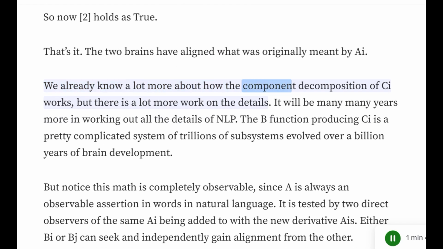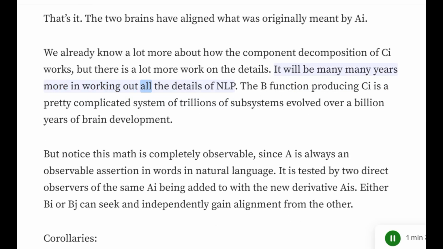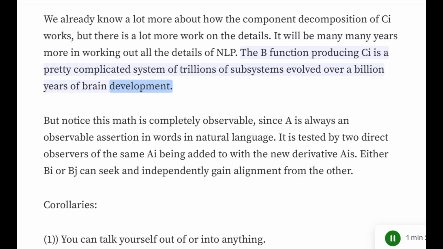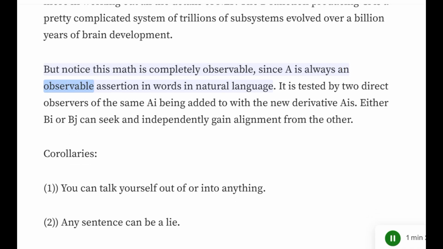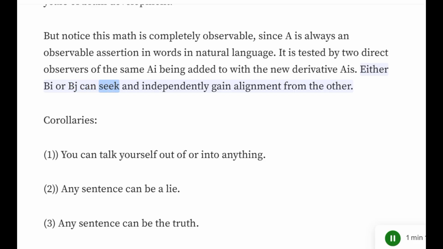We already know a lot more about how the component decomposition of Ci works, but there's a lot more work on the details. It will be many, many years more in working out all the details of NLP. The B function producing Ci is a pretty complicated system of trillions of subsystems evolved over 1 billion years of brain development. But notice this math is completely observable, since A is always an observable assertion in words in natural language. It is tested by 2 direct observers of the same Ai being added to with new derivative Ai's. Either Bi or Bj can seek and independently gain alignment from the other.